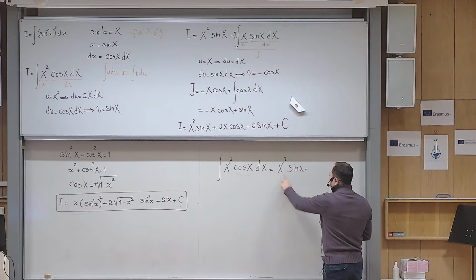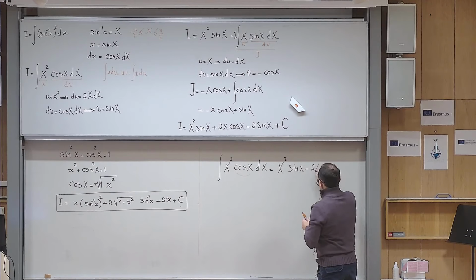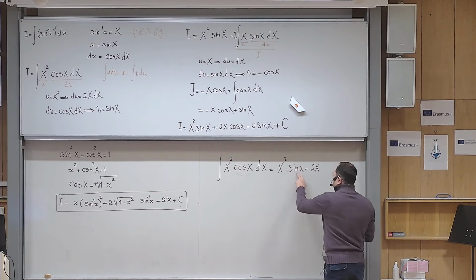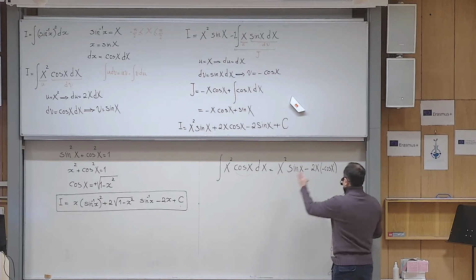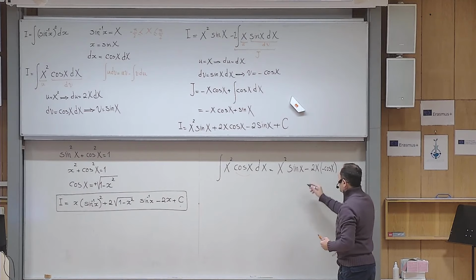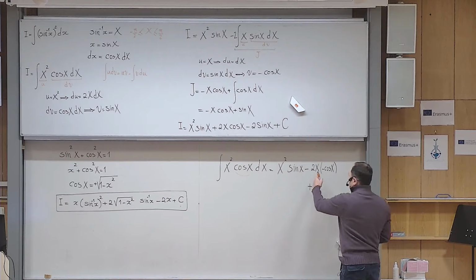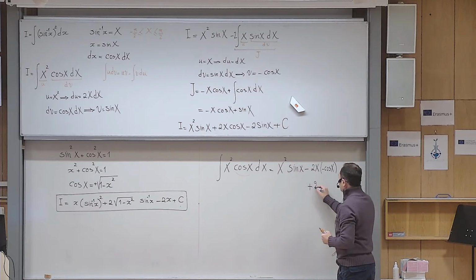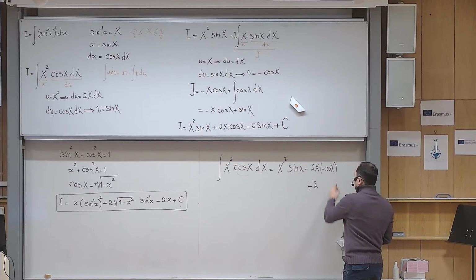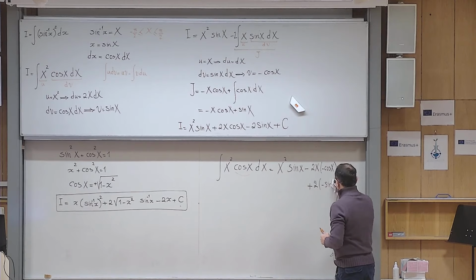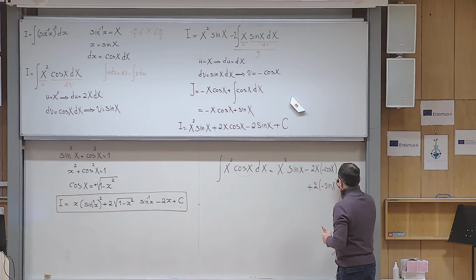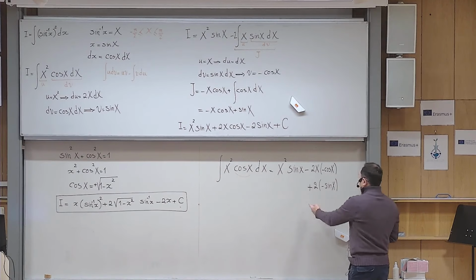Remember, I differentiate it, so it becomes 2x. But I integrate this, which becomes negative cosine x. Okay? And then I go to the next step. I change the sign. I differentiate this part, which becomes 2. I integrate this part, which becomes minus sine x. Oh, sorry, minus sine capital X. Yes? Again, I go forward.